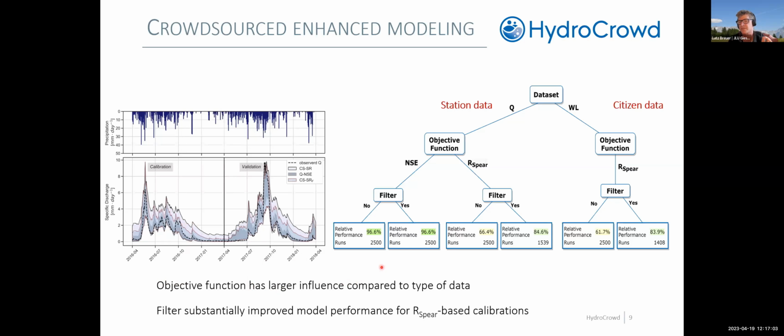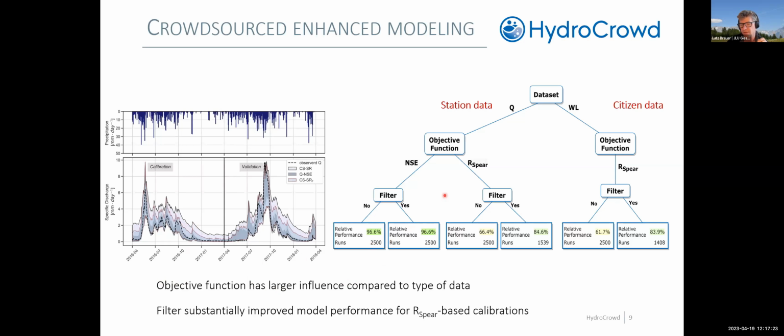So it doesn't matter so much in our case whether we use the station data or the citizen science data, we always come to a good result. It's more important to come up with a good objective function. In this case, as I said, we tested this rank Spearman correlation and it was quite successful for us.